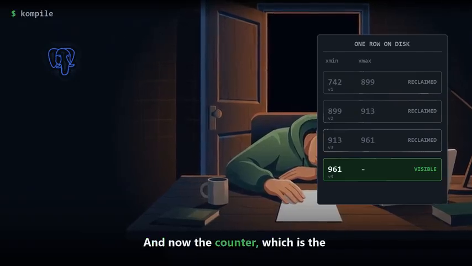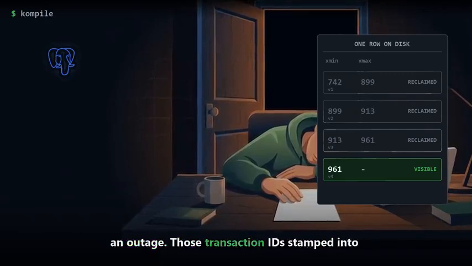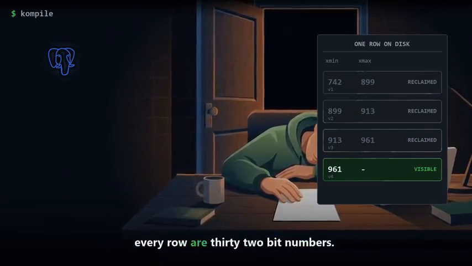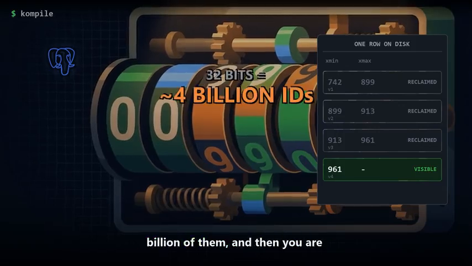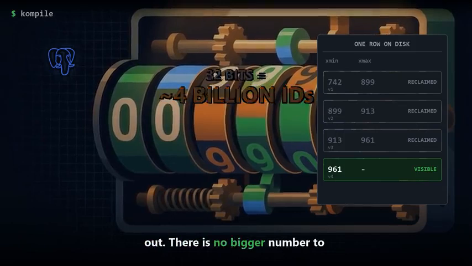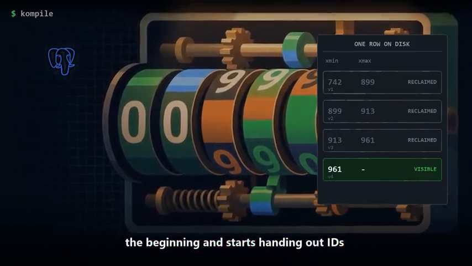And now the counter, which is the part that turns a housekeeping problem into an outage. Those transaction IDs stamped into every row are 32-bit numbers. 32 bits gives you about 4 billion of them, and then you are out. There is no bigger number to go to. It wraps back around to the beginning and starts handing out IDs that have been used before.